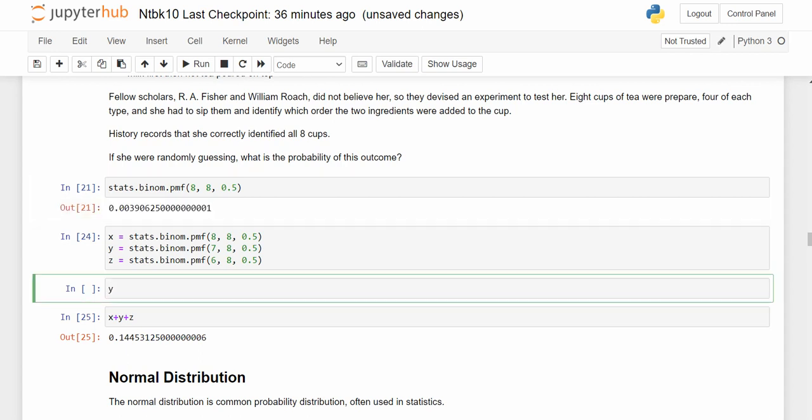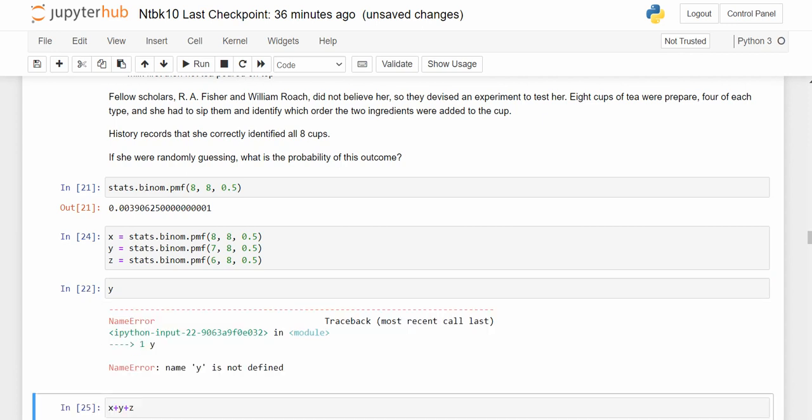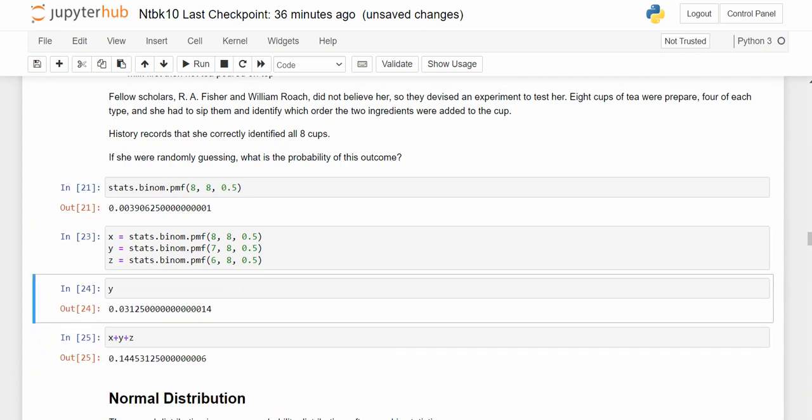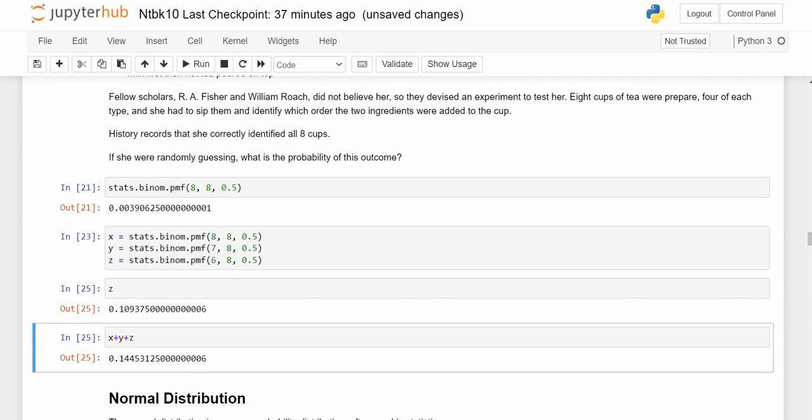If she gets 7 out of 8 correct, that's got a 3% chance of happening. And what's the probability that she gets exactly 6 out of 8? Well, that has a 10 or 11% chance of happening.